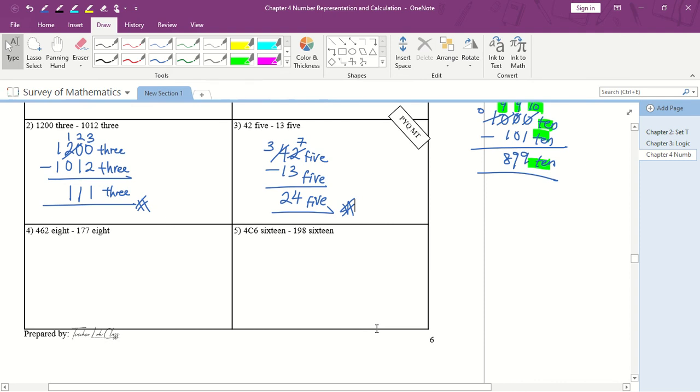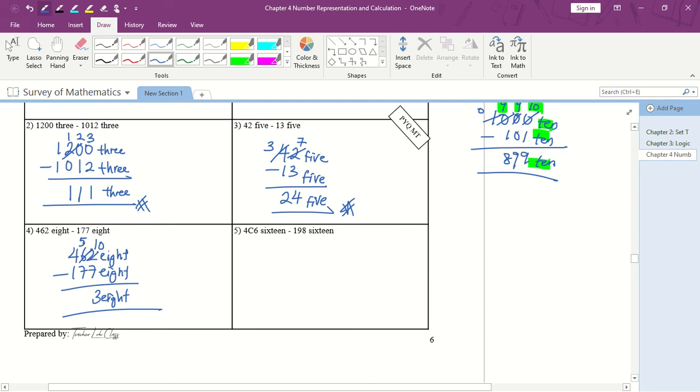Let's look at the fourth question here. 462 base 8 and the other one is 177 base 8. The answer will be base 8 for sure. But now, how are we gonna do it? So 2 is not able to minus 7, so I will borrow from here. This one becomes 5. And here, because this is base 8, we will plus 8 onto it. It will become 10. And 10 minus 7 is equal to 3.